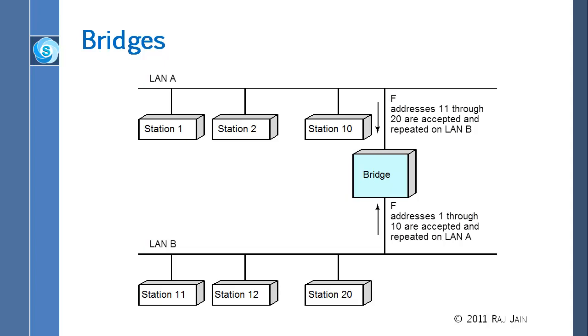So the bridges are self-learning bridges, and they learn the location from the source address. They look at the source address and make a note of it. All the addresses are put into a table of the source addresses, so then you know in this big table who is on which side.